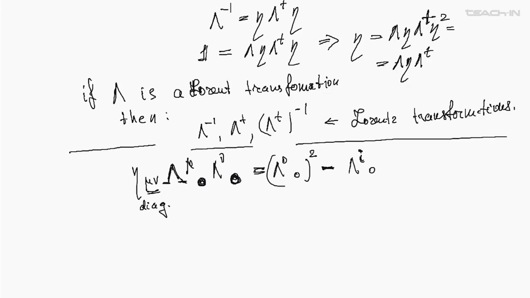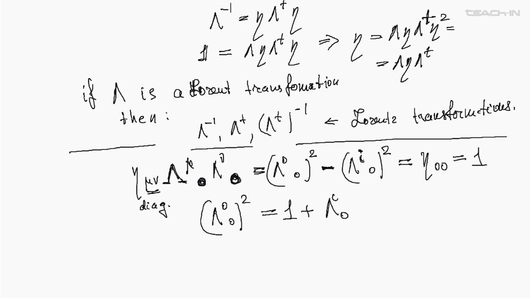And on the other hand, this is nothing else as eta 0,0, according to the defining relation of Lorentz transformation, and this is 1. So from here you see that lambda 0,0 squared is equal to 1 plus lambda 0 i squared. So lambda 0 i is a vector, and square here means that I'm taking lambda 0 i, lambda 0 i, and I'm summing over i. That is what square means here.